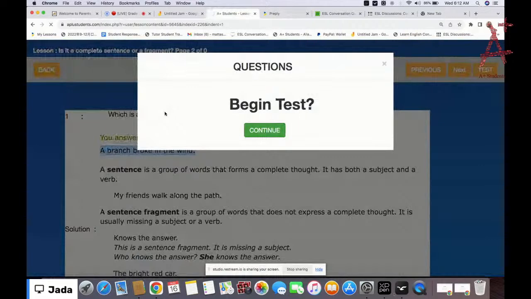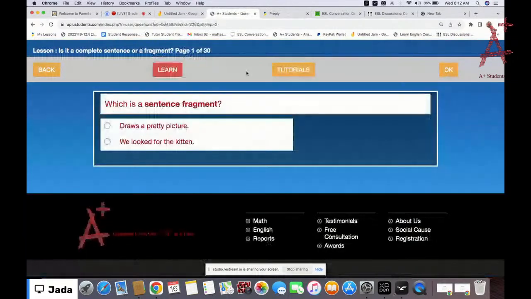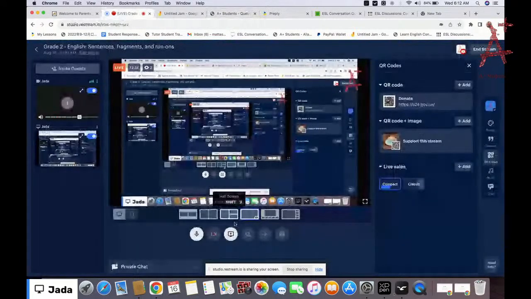Okay, so we have 30 questions and we'll just answer a few together. All right. Which is a sentence fragment? Draws a pretty picture. We looked for the kitten. Now, we is the subject here. Looked for the kitten, looked is the verb. That is what they are doing. But if you say draws a pretty picture, who's drawing the pretty picture? We have no idea who's drawing that. So draws a pretty picture is going to be the correct answer. Okay.